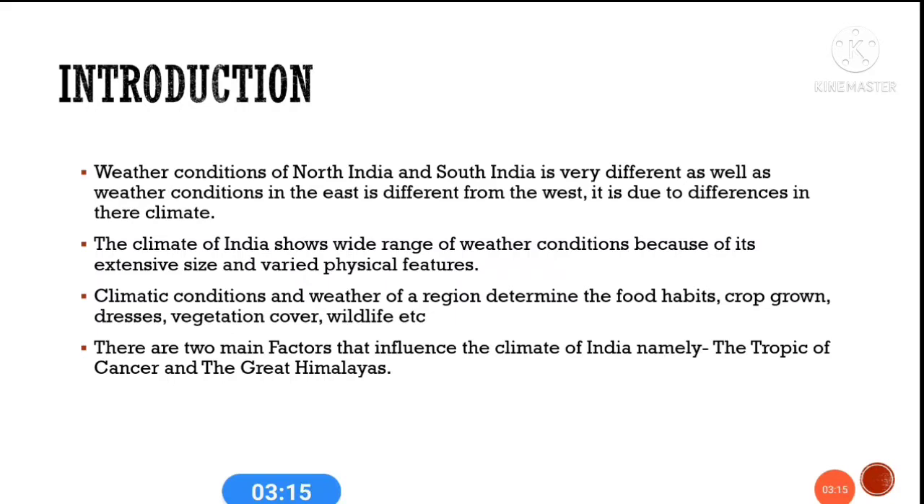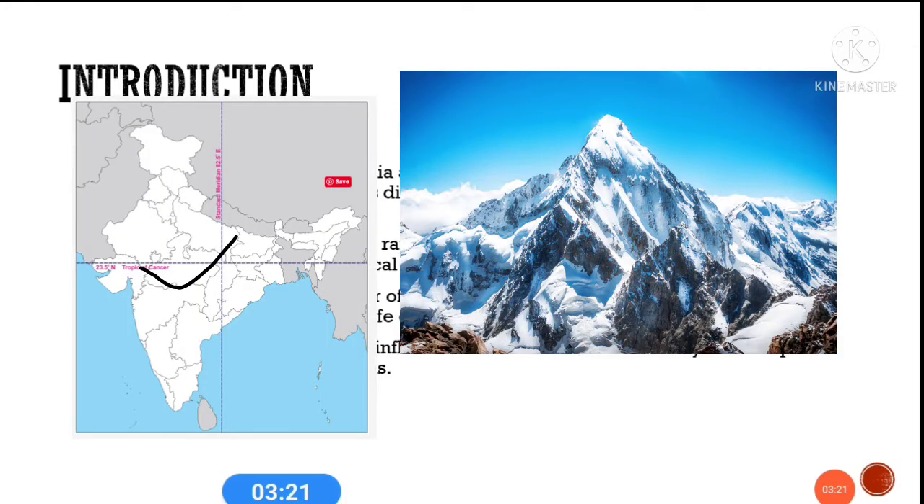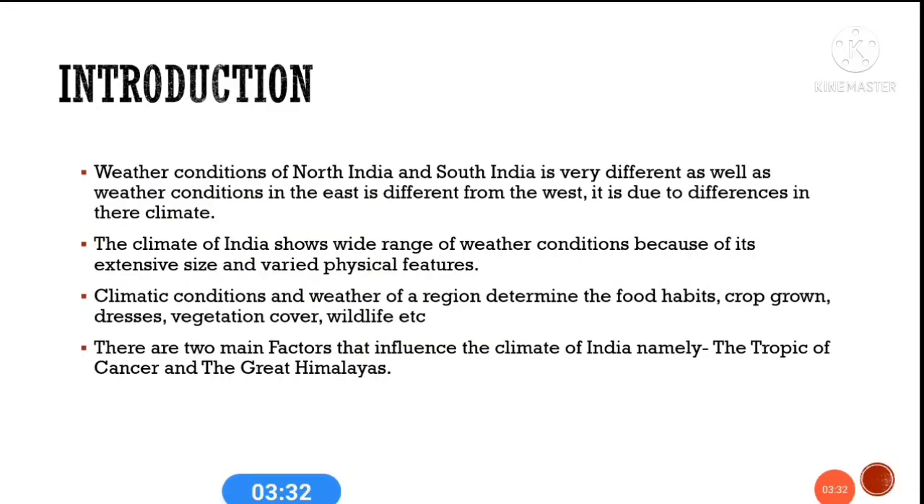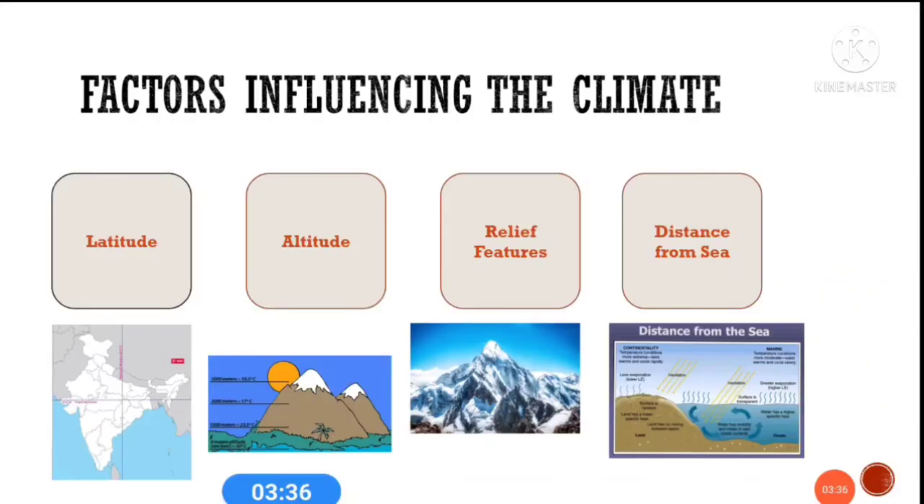Now the climate of India is basically controlled by two main factors, that is the Tropic of Cancer and the Himalayas. These are the two main factors that control or determine the climatic condition of India, that is the Tropic of Cancer and the presence of the Great Himalayas. Now let us see one by one about all this. What are the factors that influence the climatic condition of India?